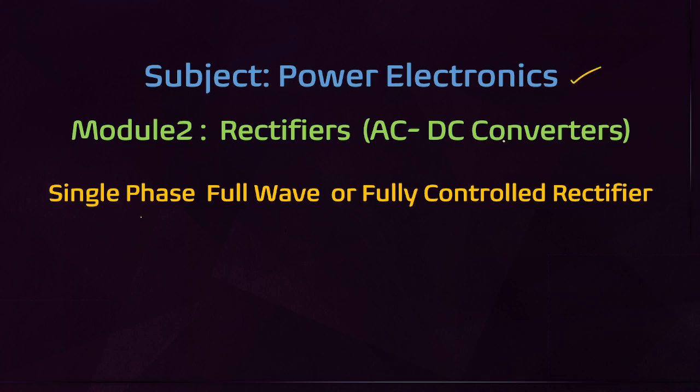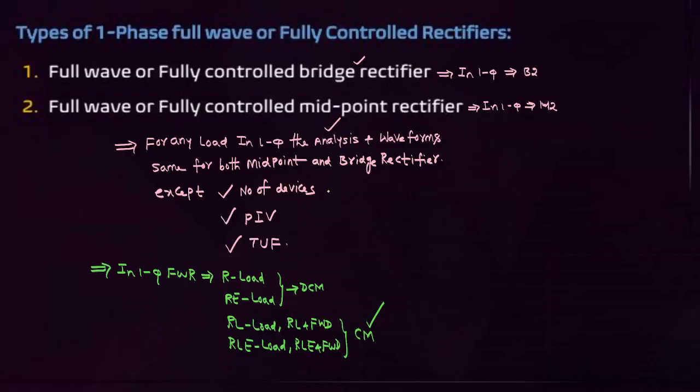In this session, with respect to Module 2, rectifiers, that is AC to DC converters, I would like to discuss the concept of single phase full wave or fully controlled rectifiers. All of you concentrate. Students, we know that in single phase full wave or fully controlled rectifiers, there are two types of configurations. One is bridge configuration, another one is midpoint configuration. It may be bridge rectifier or midpoint rectifier.